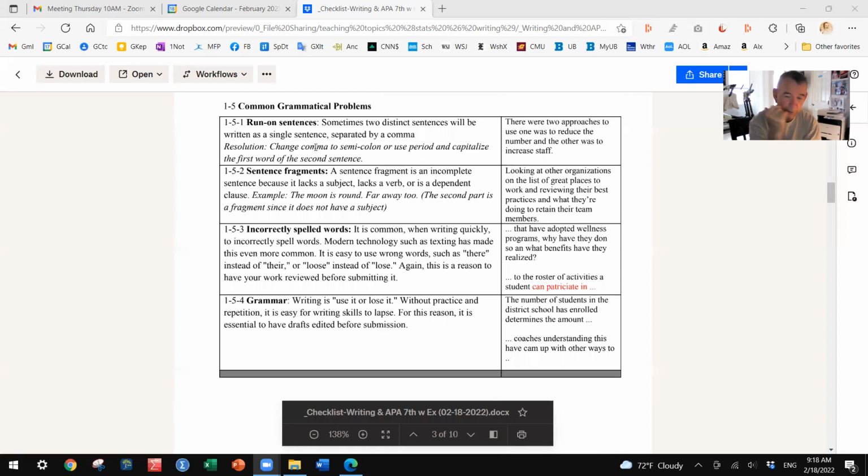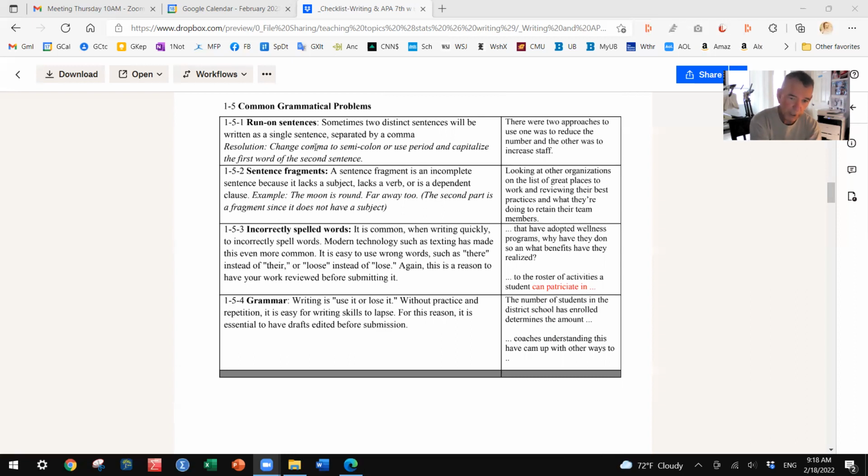Common grammatical problems that we run into when we're writing at the graduate level: run-on sentences. It's just amazing how often I see this. Two distinct sentences written as a single sentence, separated by a comma. And there's an example on the right-hand side. Here's the example. There were 2 approaches to use. One was to reduce the number and the other was to increase staff. Written as 1 sentence, but you can see that's really 2 sentences. You can solve it in two ways. One is to split it into two sentences. The other way is to put a semicolon in to break the sentence into two parts.